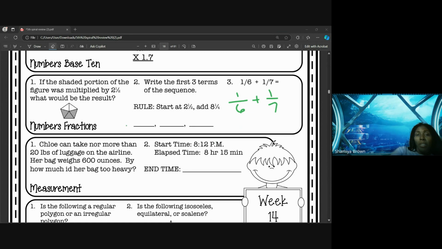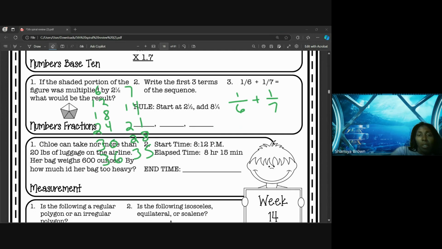So for my sixes, I'll do 6, 12, 18, 24, 30. Stop right there. Then I'll do my sevens. 7, 14, 21, 28, and 35. Don't have anything in common yet. I went 5 for each. So I gotta keep going.